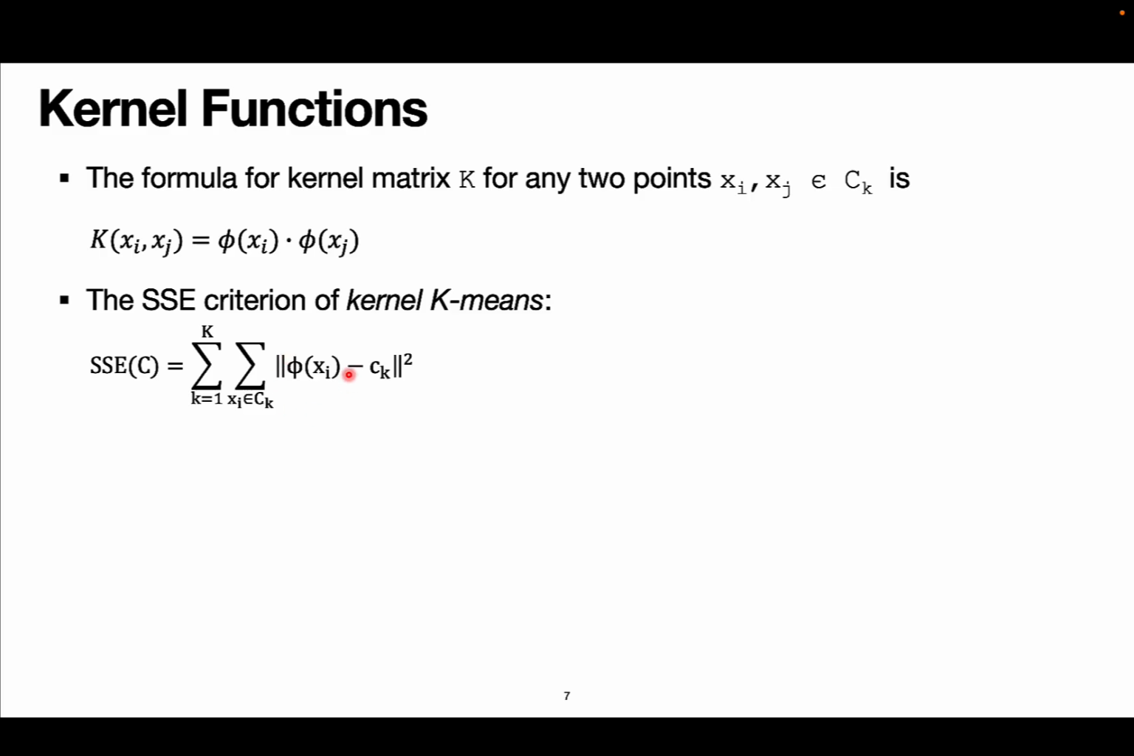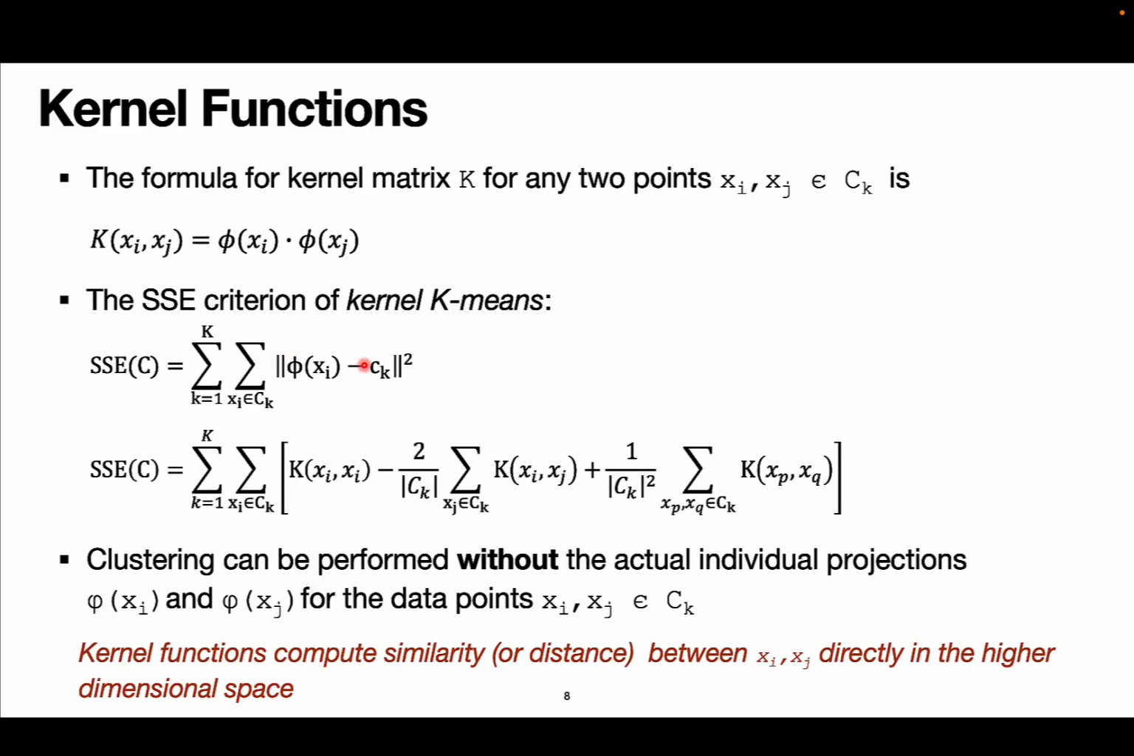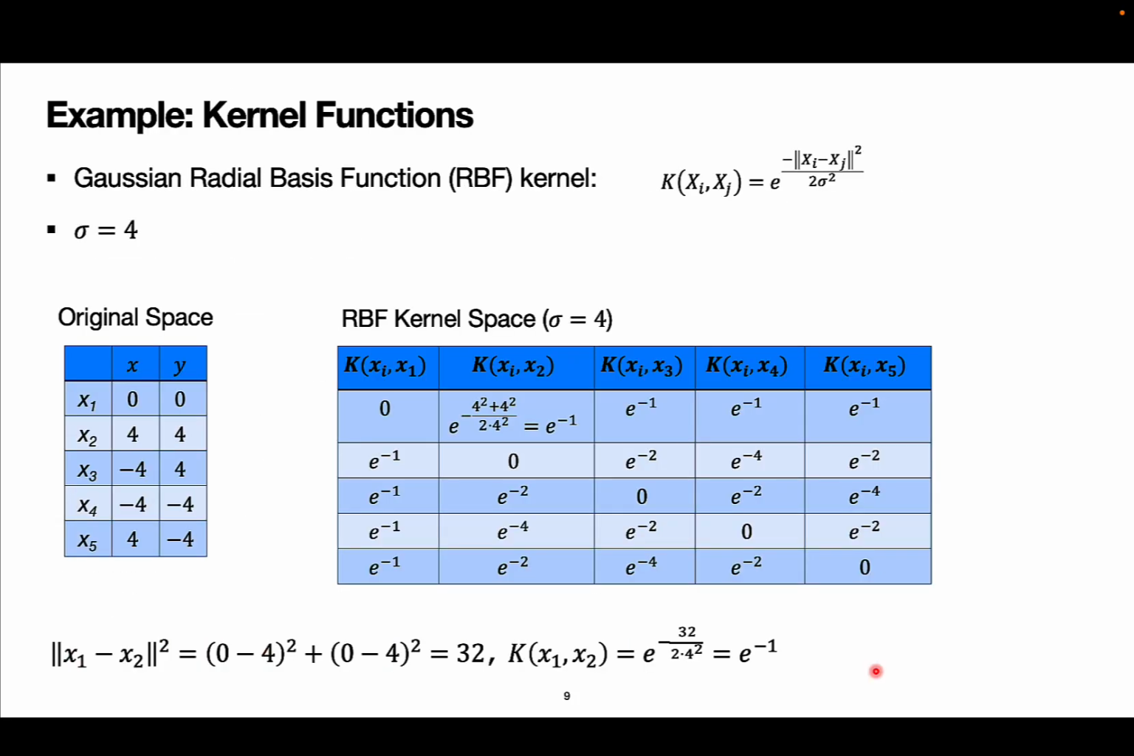However, we replace xi with phi xi, which we don't compute directly; we rely on the kernel functions to obtain these values. So it's important to point out that the clustering can be performed without explicitly computing phi xi and phi xj, since all the computations rely on the kernel values, which represent the inner product between phi xi and phi xj. Now, let's work out a concrete example.